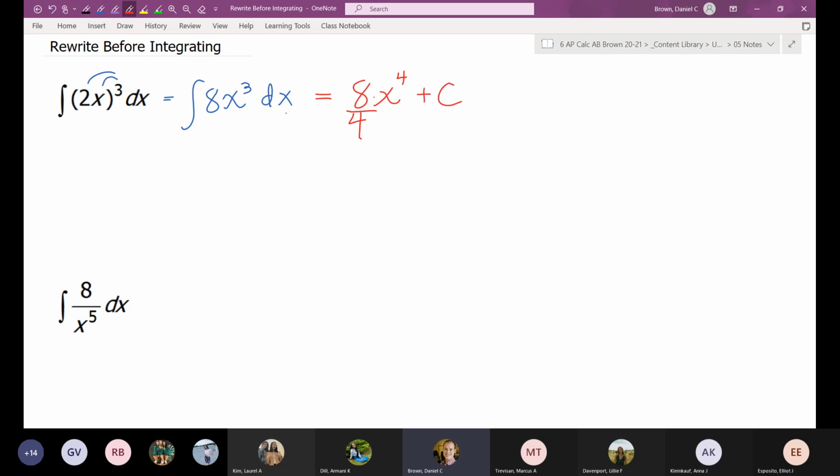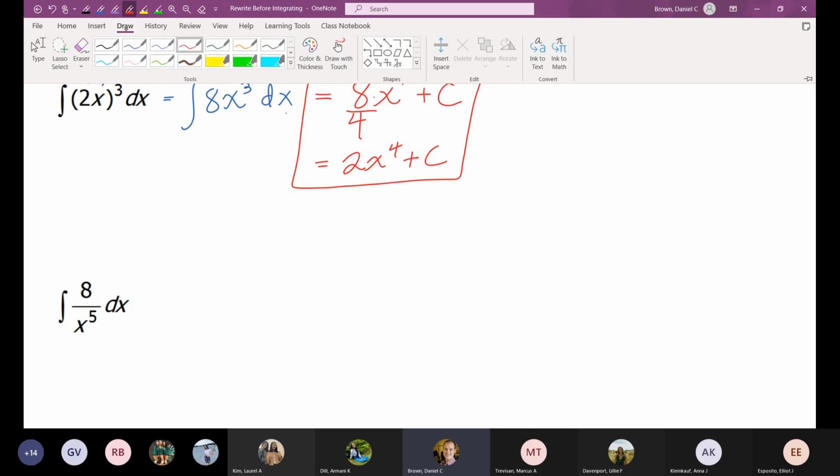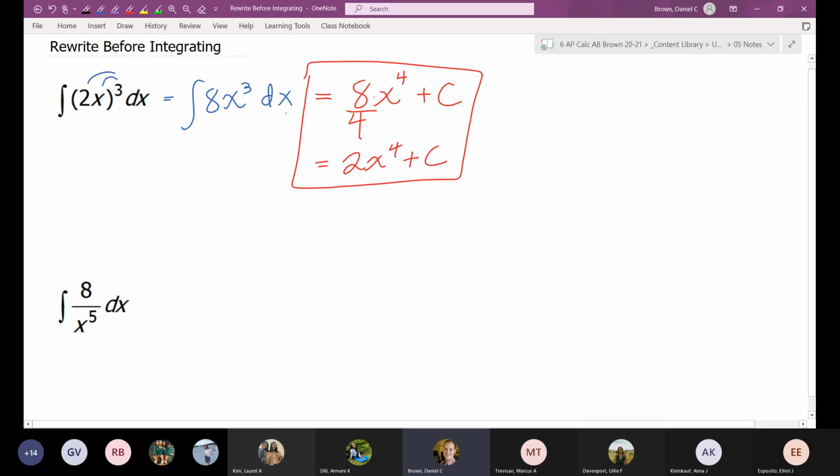I would probably just in my head already, 8 divided by 4 is 2, and write my answer as 2x to the 4th plus c. But both of those answers are the same. Easy way to check your answer, take the derivative of it. The derivative of 2x to the 4th is 8x cubed. And of course, that constant's derivative would become 0.